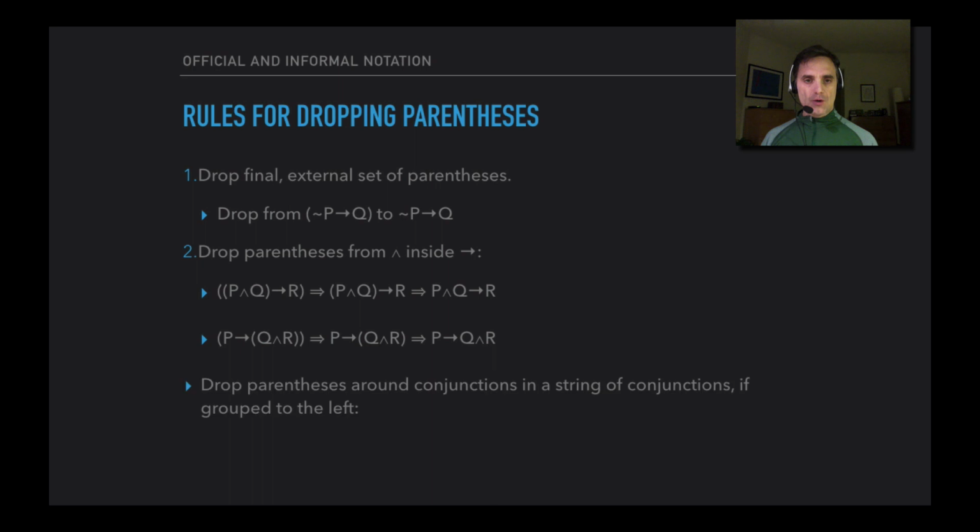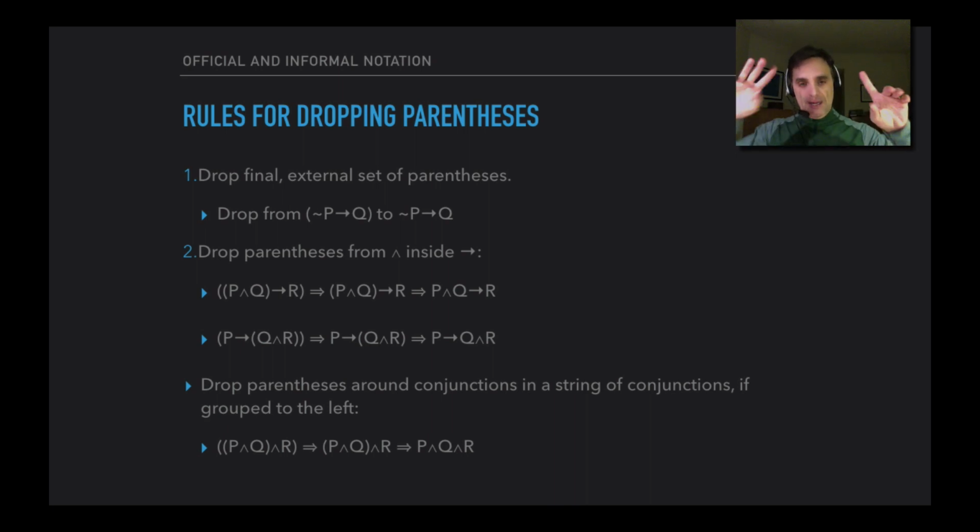And then we have our last rule, which says if you have a string of conjunctions and they're grouped to the left, like this, with the parentheses on the left conjunct, then you can drop them. So first we drop the external pair of parentheses, which gives us parenthesis P and Q parenthesis and R, and then this rule says, okay, if you have a string of conjunctions and you've got the parentheses around the left one, on the left side, then you can drop those too. Okay, so these rules, especially the second and third, will take a little while to get used to, and that's fine. That's what you'll do.